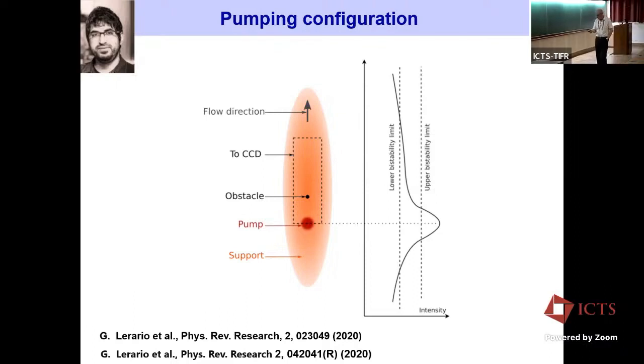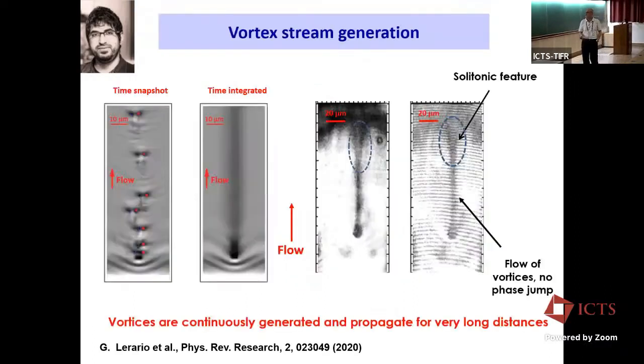And these are the experimental results. Here, in this case, we have generated a vortex stream. These are numerical simulations. Here we have a time snapshot. So the defect is here. The flow is in this direction. And we can see the generation, the continuous nucleation of vortex-antivortex pairs.